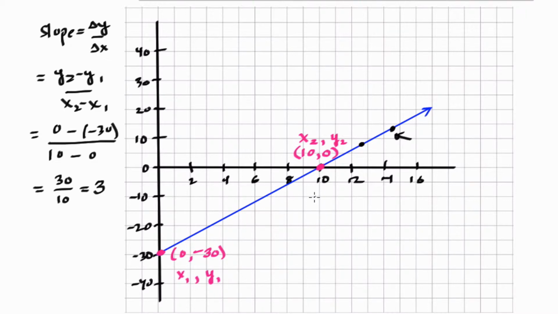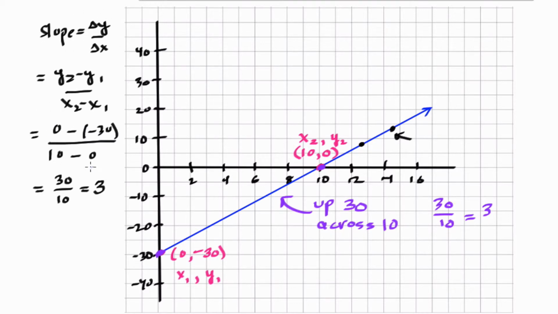How else could I do this? How you're going to see me do this when I actually find slopes? I'm definitely not going to write all this out. I would just look at this and I would see, and I'm doing the exact same calculation, that it starts at negative 30 and it gets to 0, so it goes up 30. And it goes across 10. So I would just do 30 over 10 is 3. It's the same calculation.